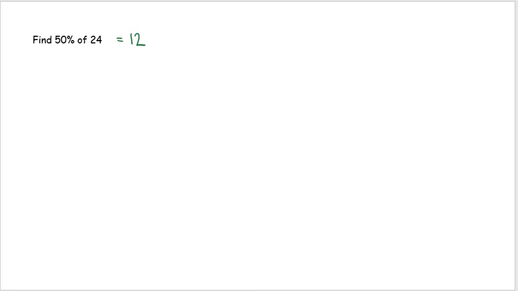Now I just want to consider the 50%. If I take 50%, just remember that 50% can be expressed as a fraction, 50 over 100, which can also be expressed as a decimal. So either of these expressions are equivalent to each other. So what I'm going to do is replace my 50% with its decimal equivalent. So instead of saying 50%, I can rewrite that as 0.5.